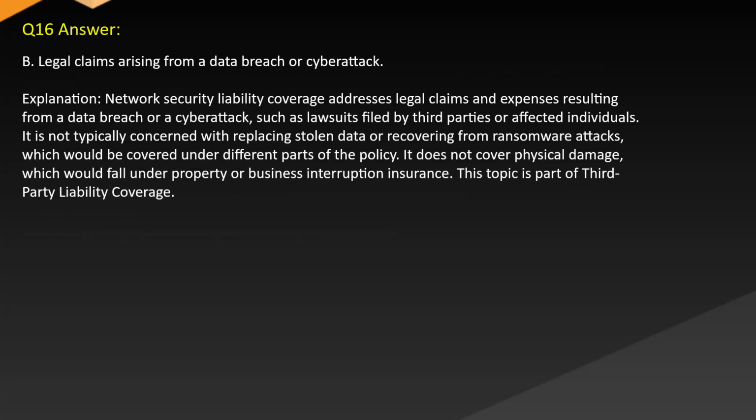Answer: B. Legal claims arising from a data breach or a cyber attack. Explanation: network security liability coverage addresses legal claims and expenses resulting from a data breach or a cyber attack, such as lawsuits filed by third parties or affected individuals. It is not typically concerned with replacing stolen data or recovering from ransomware attacks, which would be covered under different parts of the policy. It does not cover physical damage, which would fall under property or business interruption insurance. This topic is part of third-party liability coverage.